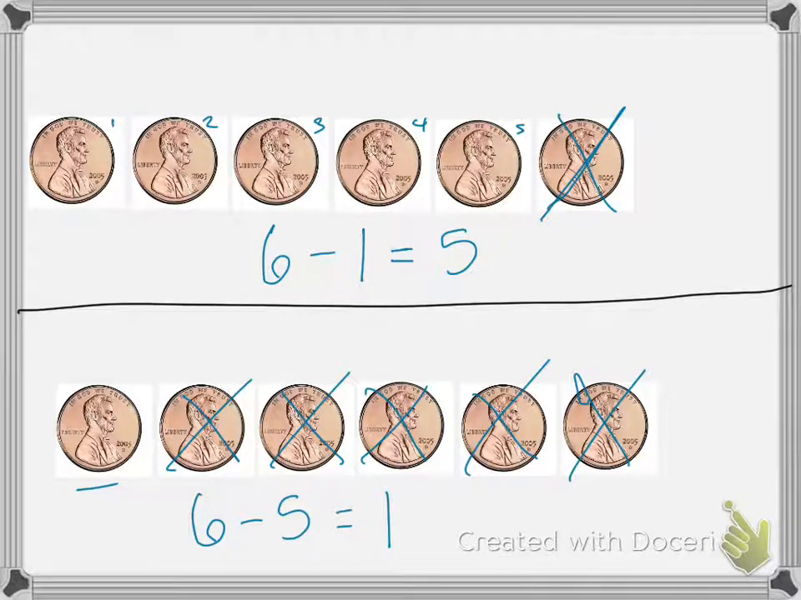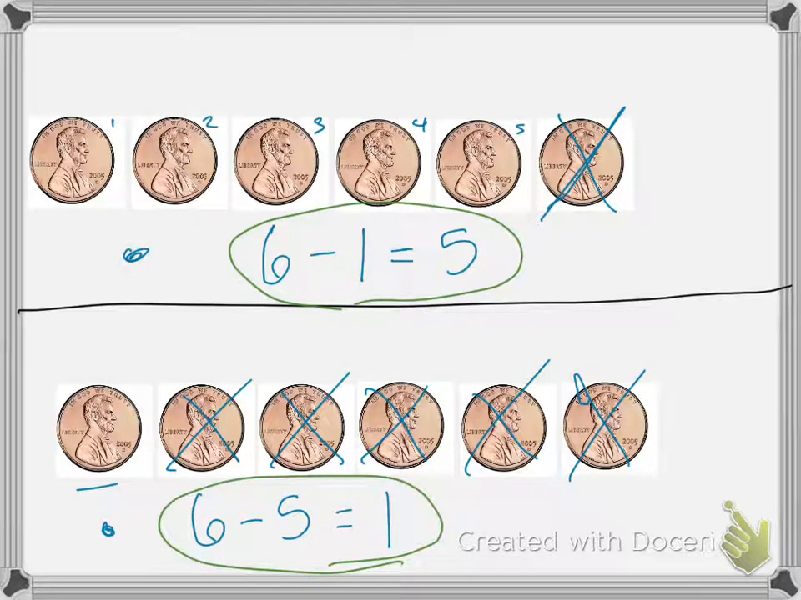Did I do exactly the same thing both times? No, I only took 1 penny from child 1, but I took 5 pennies away from child 2. But what do you notice about both of these subtraction problems? Well, if you look, all 3 numbers are the same. The only difference is what order I put them in.